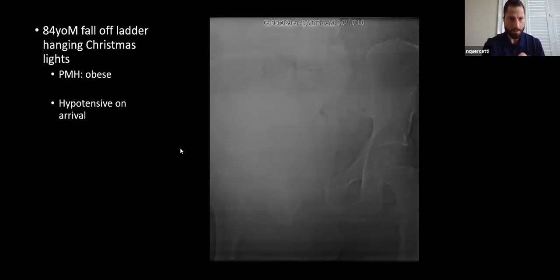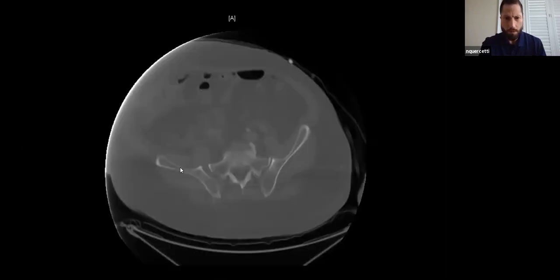This patient, not so much of a low energy injury, is more of a geriatric trauma patient. Fell off a ladder hanging Christmas lights. The only real medical condition here is obesity, and they were a little hypotensive on arrival. So the CT scan shows that they have a right-sided sacroiliac injury. They're wide in the front.